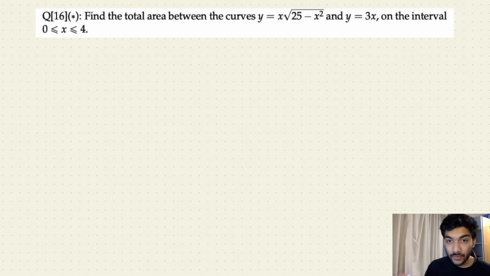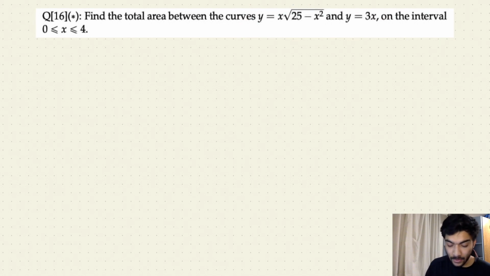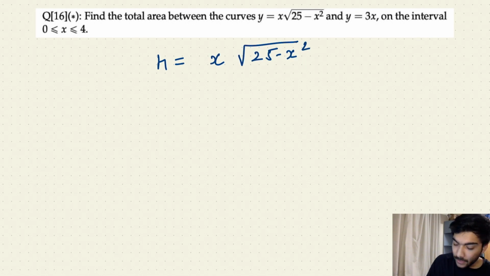So first of all, we know that whenever we have curves represented in the form of y equals f(x), we always take the height of vertical strips, right? We take an arbitrary vertical strip and calculate the height of that strip based on the functions given. Since we always take the difference of both of these functions based on the upper y value and the lower y value, I'll assume that the height of my arbitrary vertical strip is x times square root of 25 minus x square, minus 3x in this case, right?